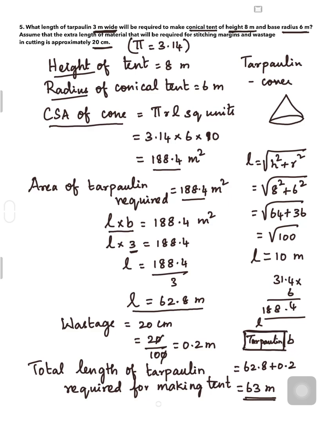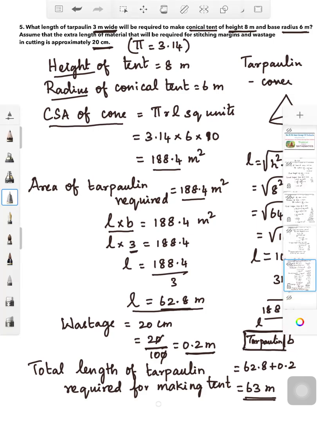And one more thing they have given, while stitching there was a wastage of 20 centimeter. That wastage 20 centimeter, when I want to convert to meter, I divide by 100 and I get the wastage as 0.2 meter. So from that, finally I find the total length of the tarpaulin required for making the tent is the length of the tarpaulin plus the wastage. So 62.8 plus 0.2, that is given as 63 meter. Hope it's clear, children.